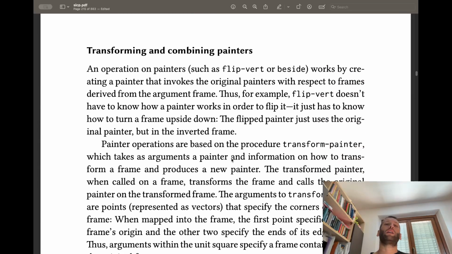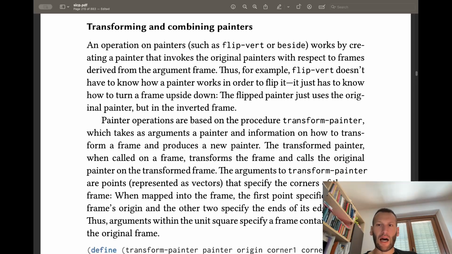Transforming and combining painters. An operation on painters works by creating a painter that invokes the original painters with respect to frames derived from the argument frame. Thus, for example, flip-vert doesn't have to know how a painter works in order to flip it. It just has to know how to turn a frame upside down. The flipped painter just uses the original painter but in the inverted frame.